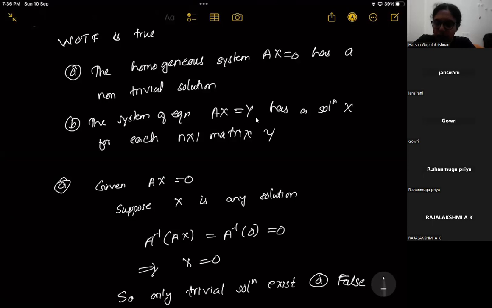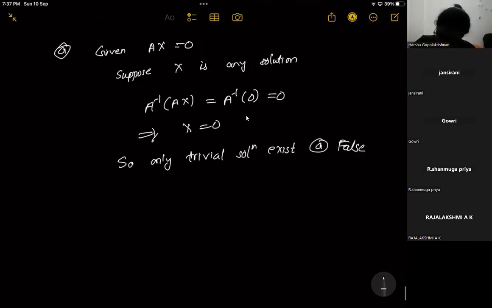Something similar we have already done actually. When y is non-zero, the statement B is correct. When y equal to 0, we get a trivial solution. Yeah, the question is, it has a solution x. If y equal to 0, x is the 0 solution, we can say. If y is non-zero, what can be the value of x? x is A inverse into y. Yes, A inverse into y. Correct.